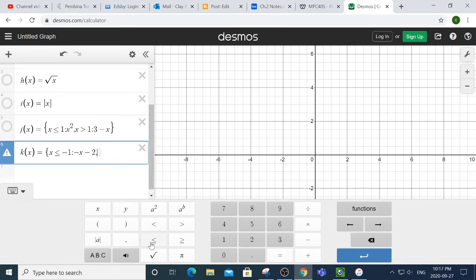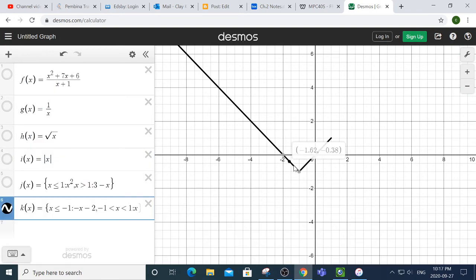This function goes between -1 is less than x is less than 1. And in that domain, I want the function x. And there we go. There's that angle, that right angle that it kind of turned at. And notice again, it is continuous, right? I can trace this without lifting the pencil.